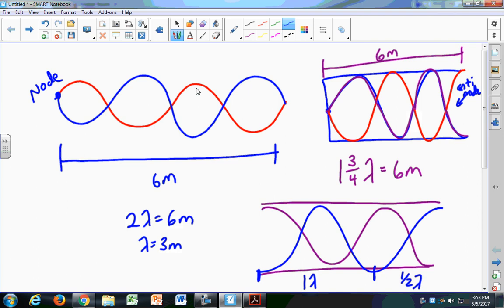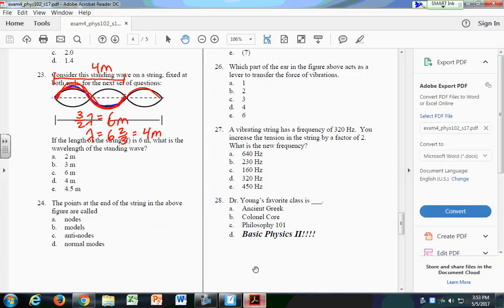Number 27. Okay, so on this one, the frequency is 1 over 2L times the square root of T over mu, right? Square root of T over mu. And so here I'm increasing the tension by a factor of 2. So that increases by a factor of 2. And so in order to keep this equation balanced, I have to have root 2 over here. So my frequency is going to be times root 2. So to find out the new frequency, I say 320 times the square root of 2, which is 450, I think.